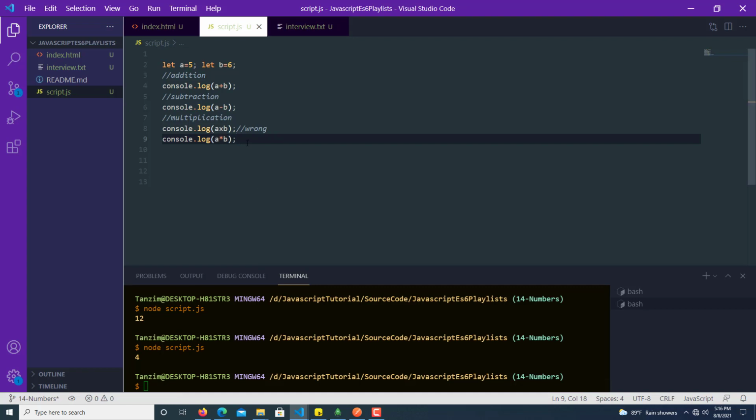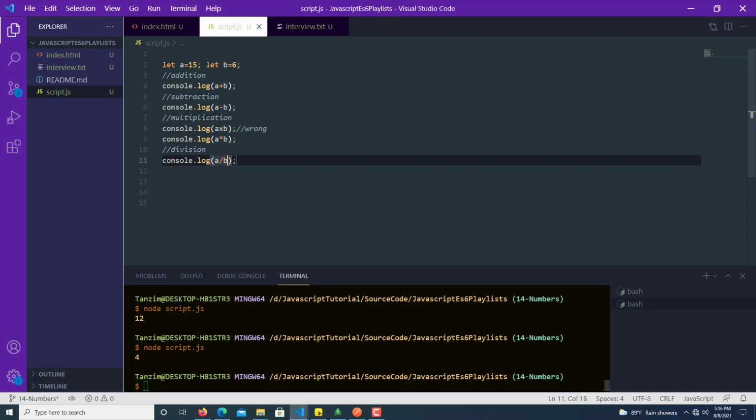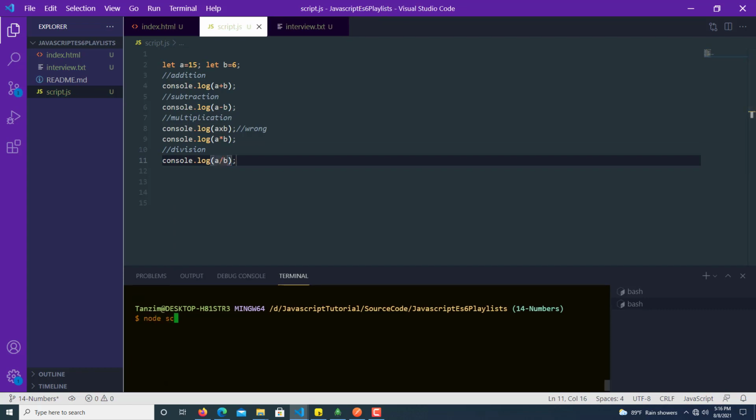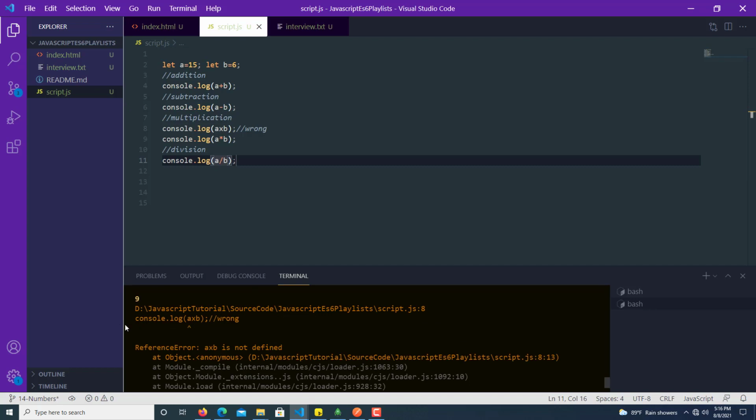Okay, now another thing is division. Let us make it 15 so that things are much easier. So for division, console log A by B. Okay, let us run the script. You see it says it's wrong. A into B is not defined, so you can't do multiplication like this. You need to do multiplication like this. Let me comment it out so that you can understand.